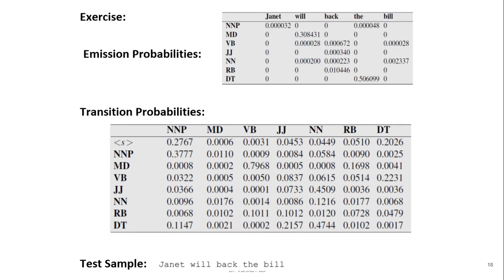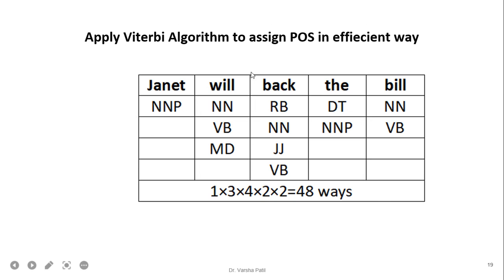Now this exercise is given, you can try this exercise. This exercise is from the Jurafsky book. The emission probability matrix and the transition probability matrix are given, and the test sample is given, that is Janet will back the bill, and here you apply the Viterbi algorithm to assign the part of speech tags in an efficient way. So for Janet it is a proper noun.